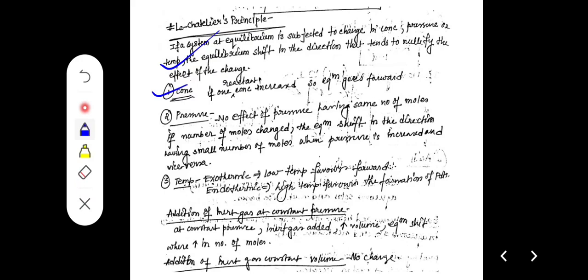When the reactant concentration is high, there is no problem, and the reaction goes forward. But when the reactant concentration is very low, the equilibrium goes in the backward direction to nullify the low concentration and produce a moderate concentration of reactant. Okay, now we consider pressure.